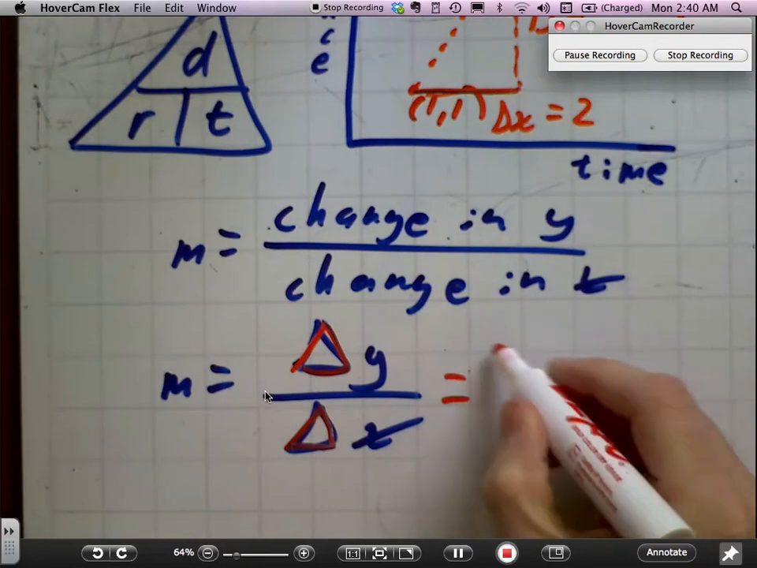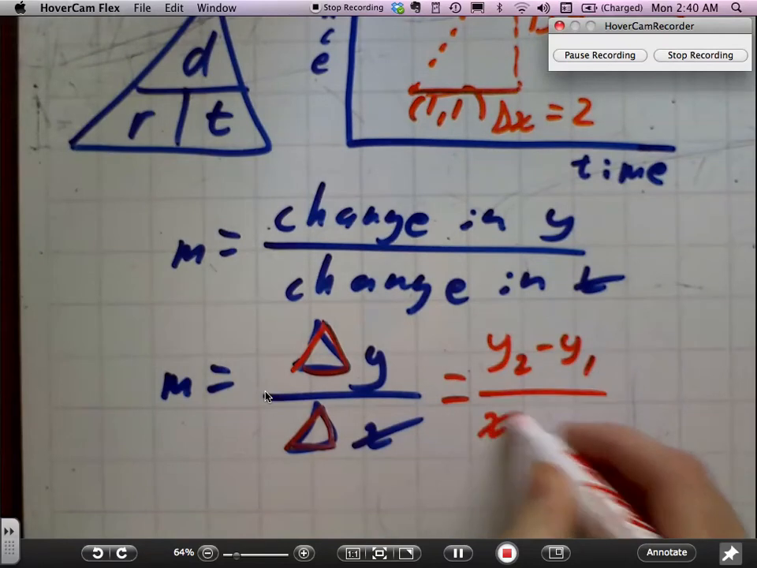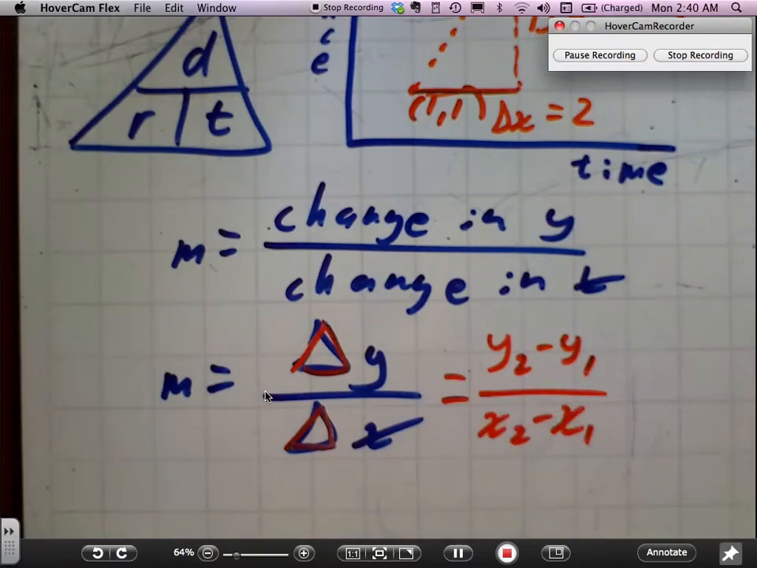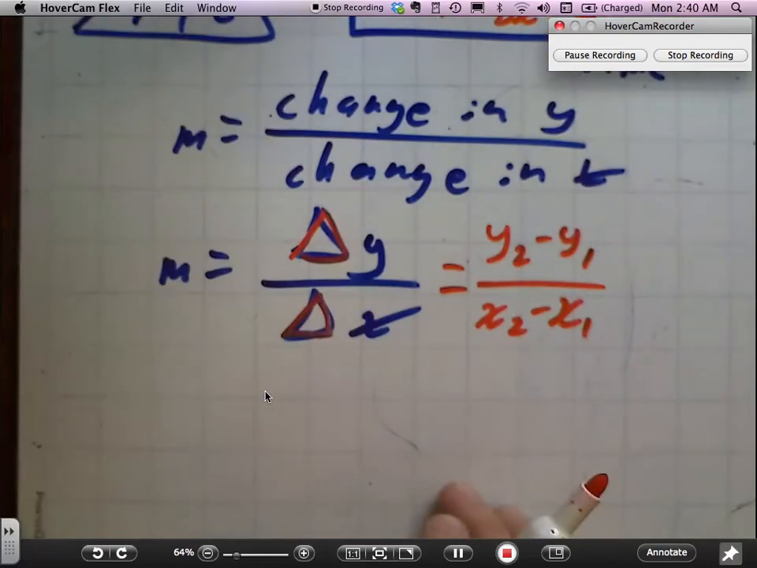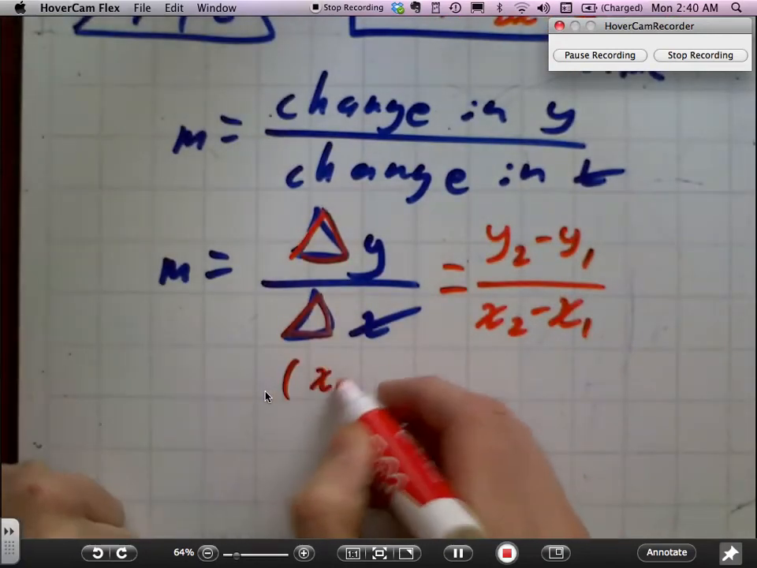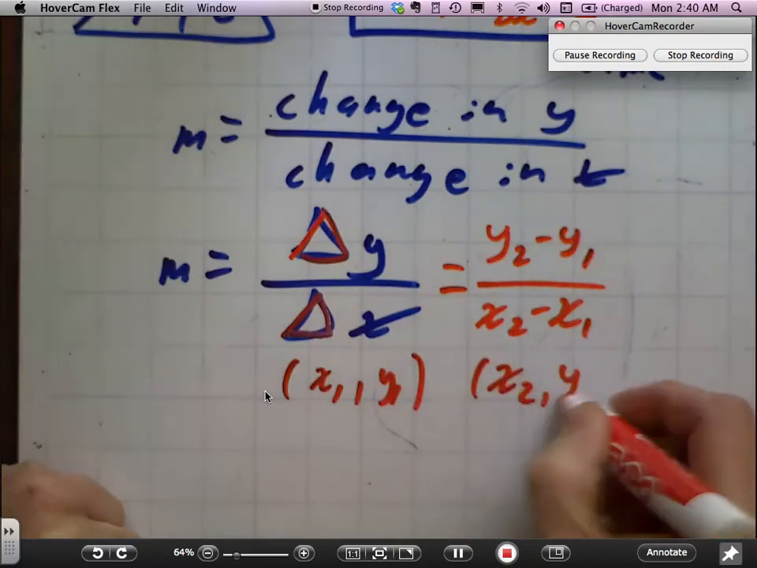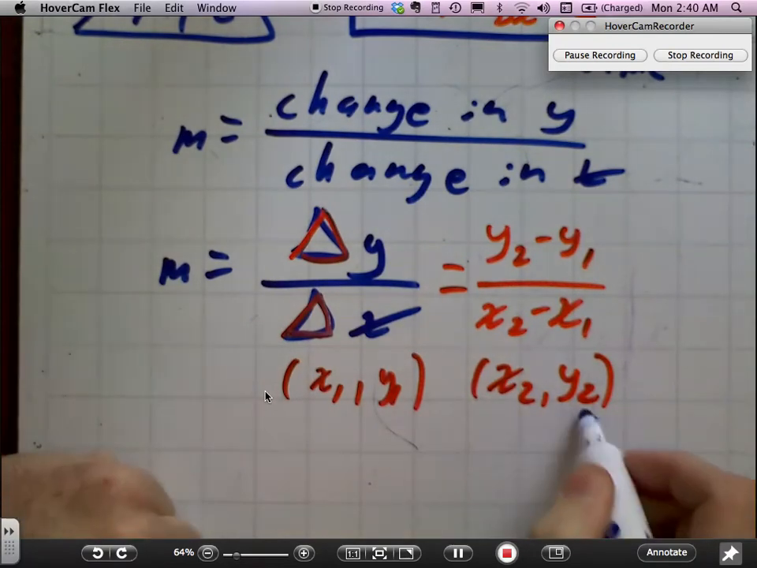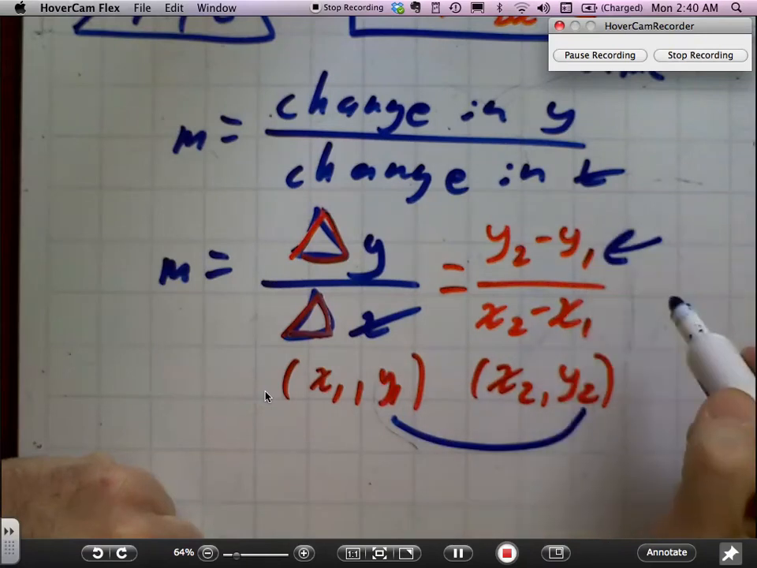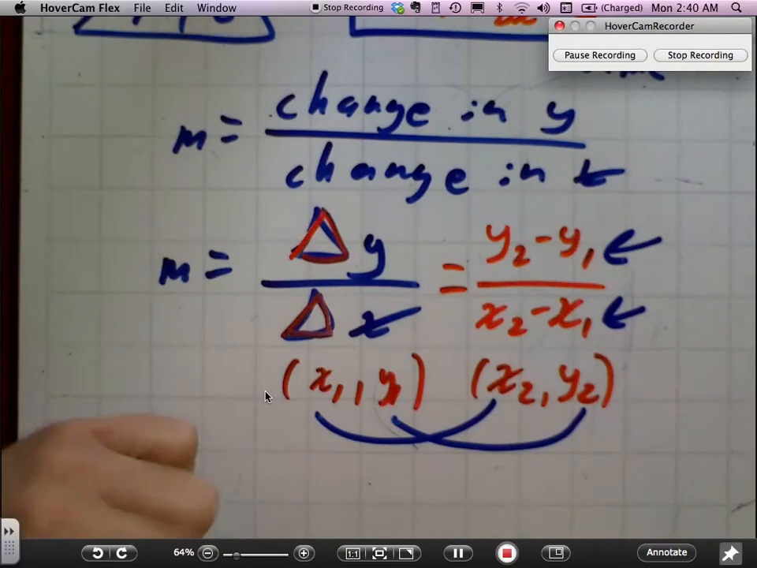You may have remembered from last year, sometimes you'll call it y2 minus y1 divided by x2 minus x1, where again, that's not y squared, that's not y times 2, that is simply a notation for the 2 different points, where (x1, y1) is 1 point, and (x2, y2) is the other point, but we're still doing the exact same thing. y2 minus y1 is the change in y. x2 minus x1 is the change in x.